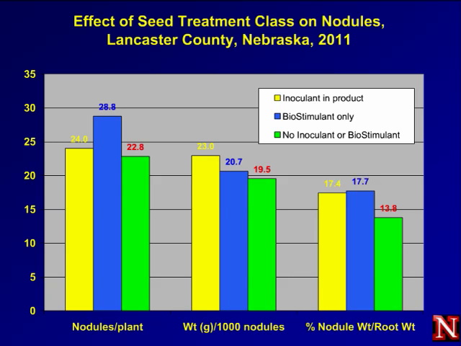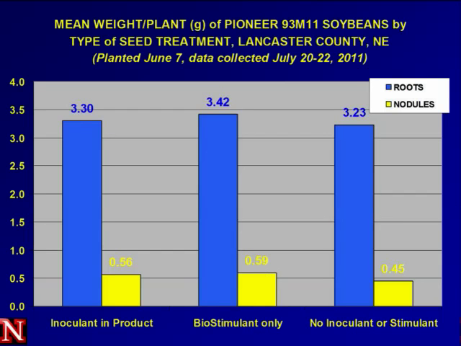If we look at the nodule weight versus the root weight, we saw inoculants and biostimulants were somewhat similar and were both, shall we say, significantly more advanced in that regard than the check or the fungicide-only treatments. When we look at the mean weight of these types of products on the roots and the nodules, we see the biostimulants had the largest amount of root mass, followed by those that had inoculant in the treatments, and then those that had no inoculants or stimulants. The nodules on the roots, which were weighed separately from the roots, followed that same pattern.